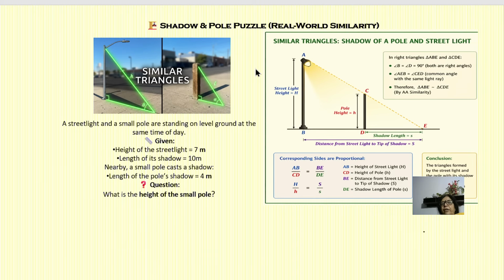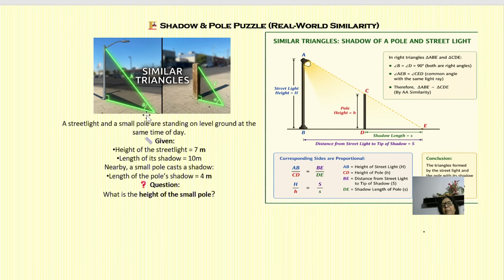Here we have a shadow and pole puzzle. That is, you are given a street light and there is a pole adjacent to it on the same plain ground, and they have different heights. They are casting, definitely they will cast different lengths of shadows. So now, to find out what is the height of the pole, if the height of the street light and the length of the shadows cast by each of them is given. Mathematically, we can represent them in this manner.